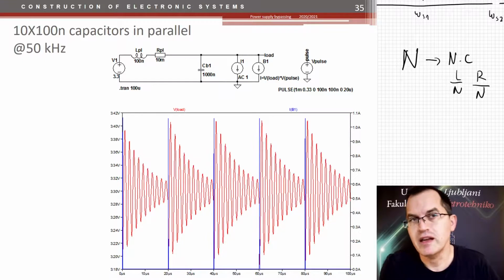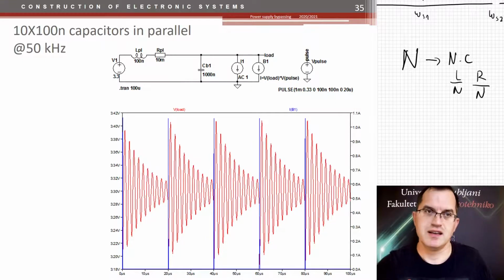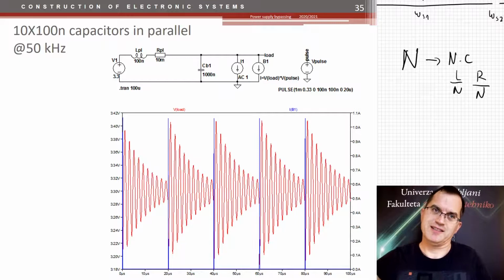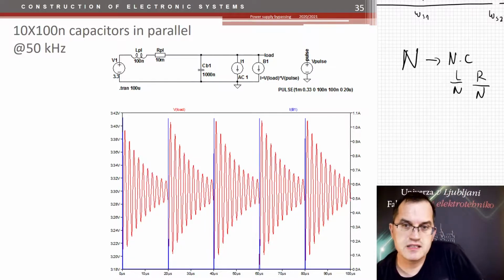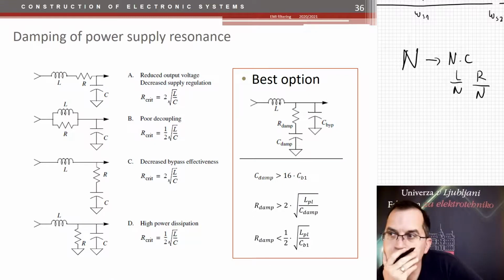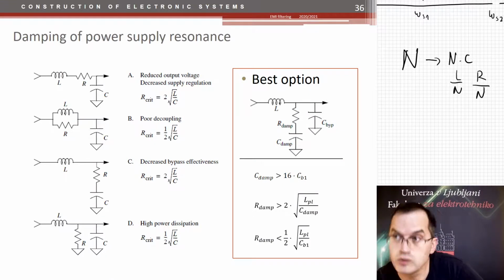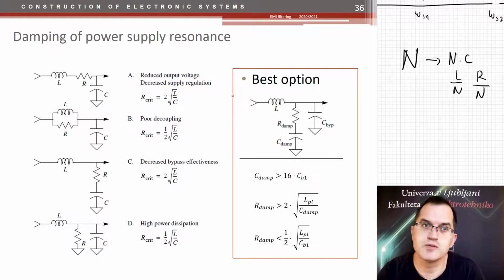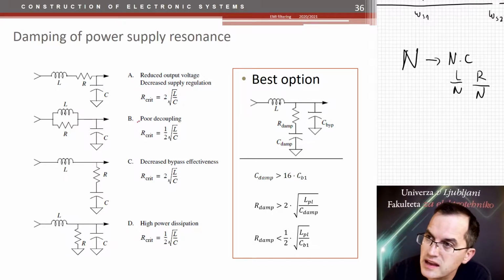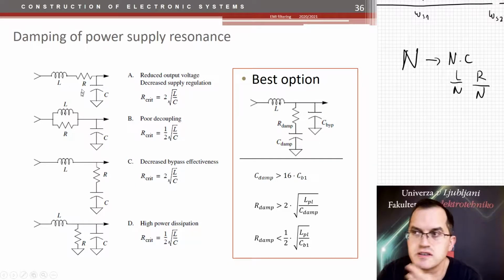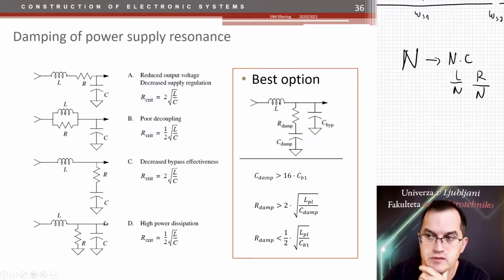And remember, we already did damping of the LC filter, right? The LC filter was damped in different ways. And damping of that filter included using some resistors which can dissipate power. Like here, this resistor here, or that one, or so on.